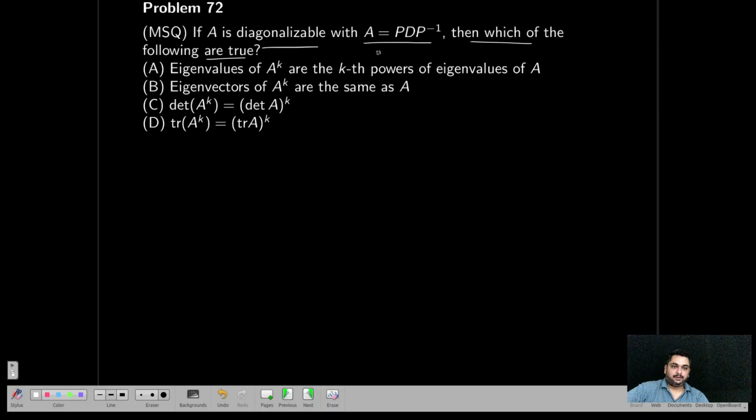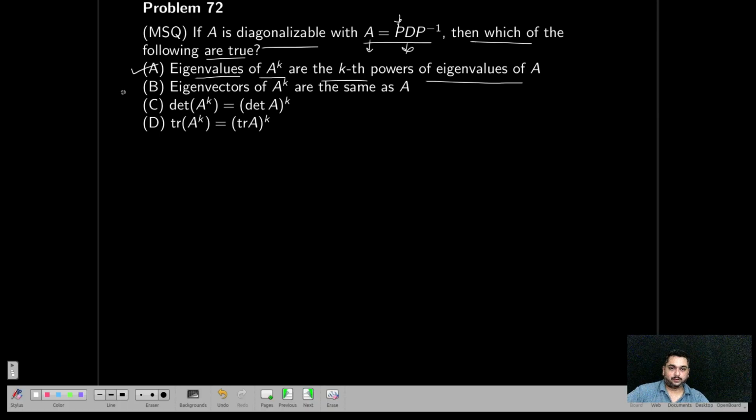A is diagonalizable, that means A equals P D P inverse. D will have the same eigenvalues as A, and then P will be formed using the eigenvectors of A. Now, eigenvalues of A power k are the kth powers of eigenvalues of A. This is true. This is a straightforward property. For any matrix, the eigenvalues will be raised to the power k. So A square means lambda square.